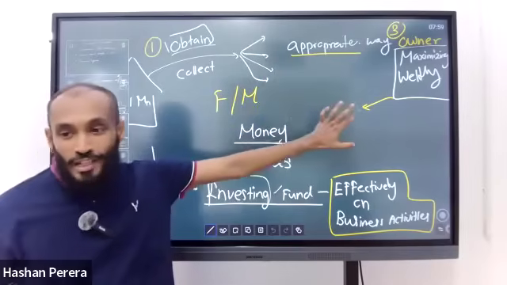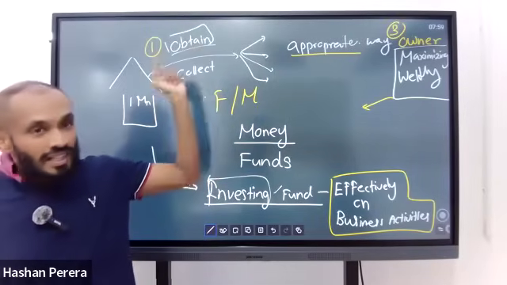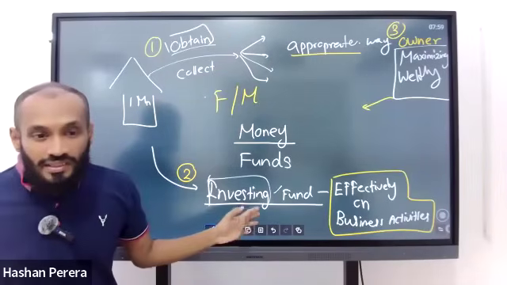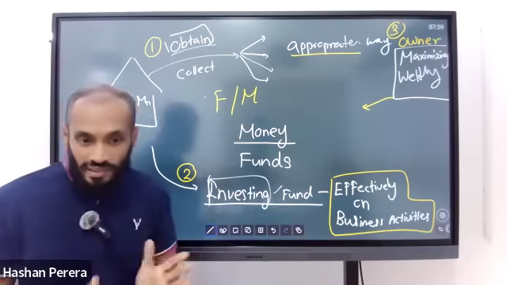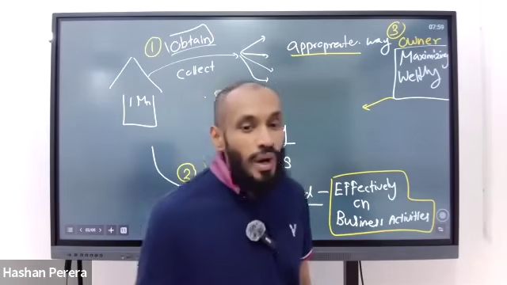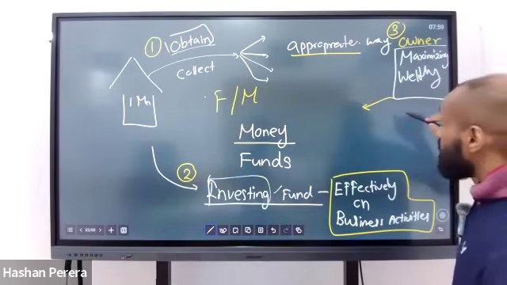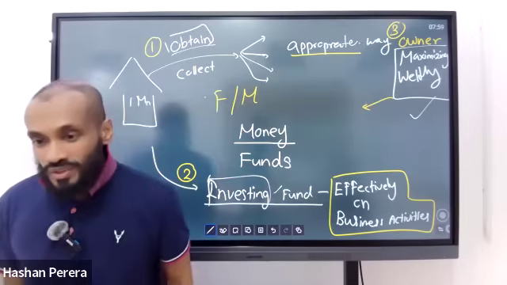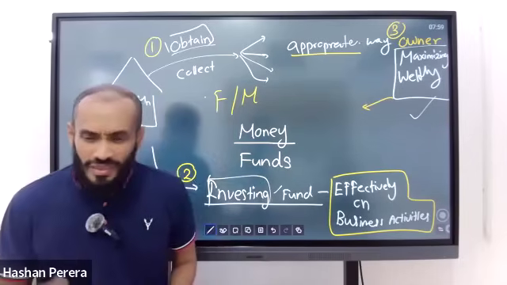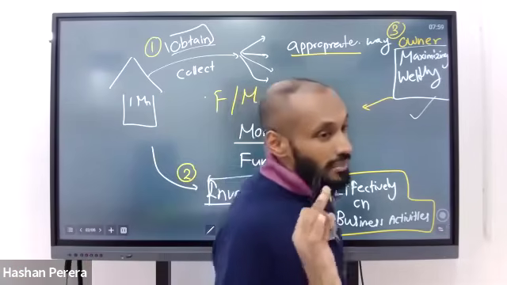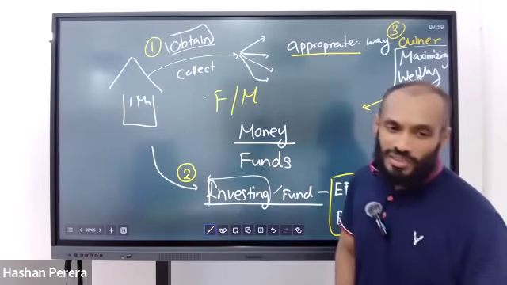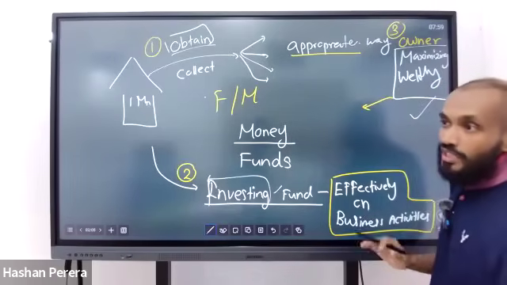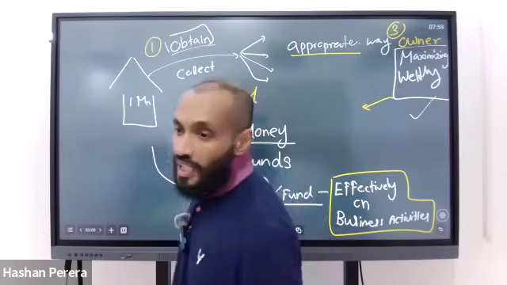This is how we explain it in the definition: collect or obtain funds from appropriate sources and invest in business activities effectively, to achieve what? To maximize the wealth of owners. So that is the ultimate or main goal of financial management. There is no requirement to learn it again.